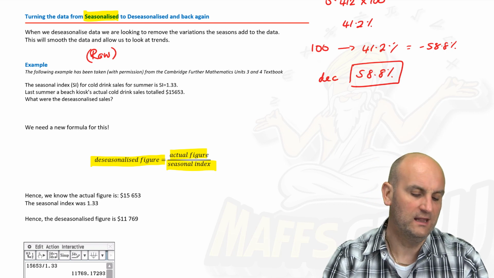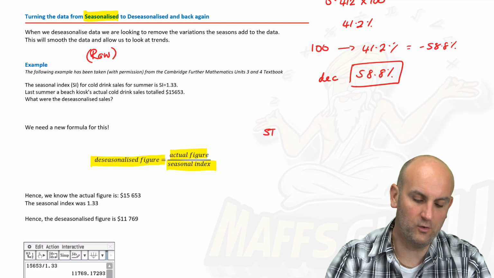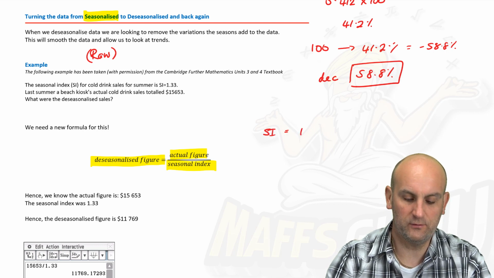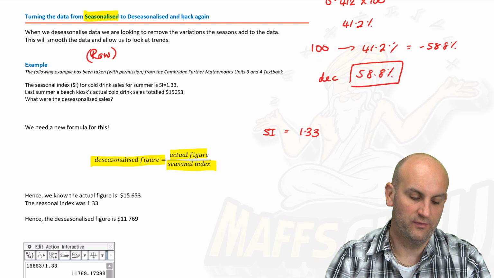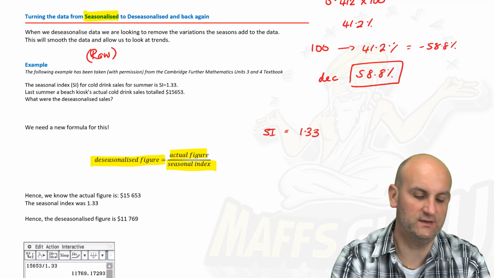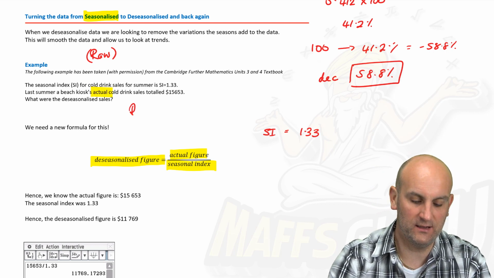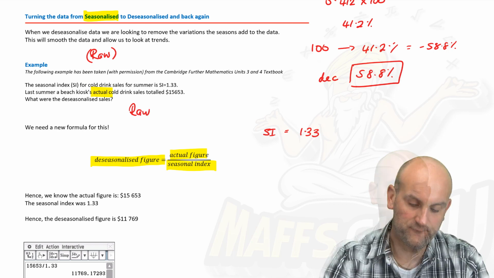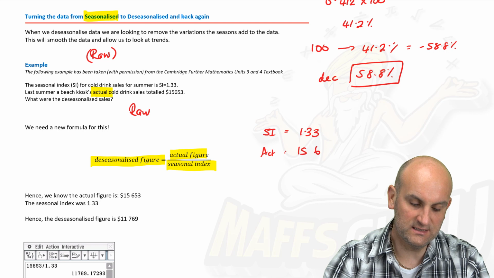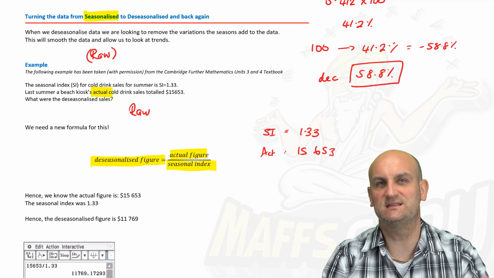And so we have an example here that says the seasonal index for cold drink sales is equal to 1.33. Last summer, a beach kiosk's actual data. If it says the word actual data, then that word actual is just another way of saying raw data. So our actual figure was given as $15,653.